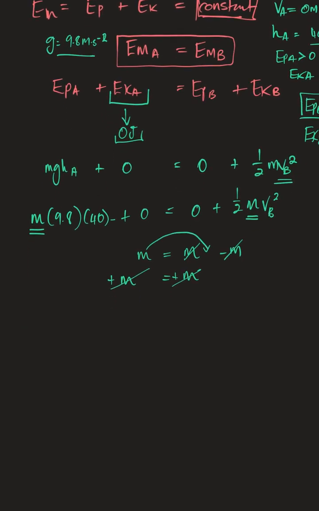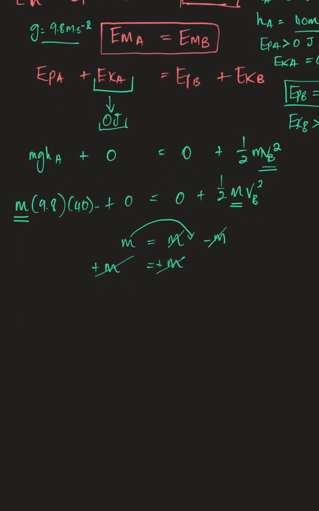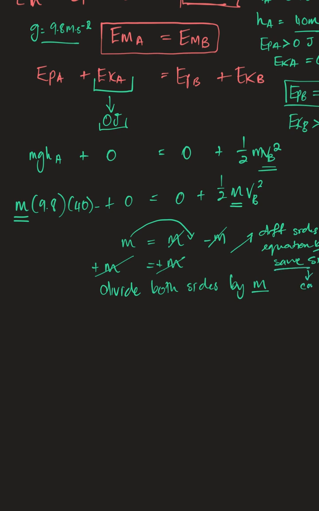So what I'm going to do is I need to get rid of that M. So I'm going to divide both sides. At this point, I'm going to divide both sides by M, because they're on different sides of the equation. So we can write this down. They're on different sides of the equation, but they have the same sign. And if that happens, we can cancel them out, because they'll cancel each other out.